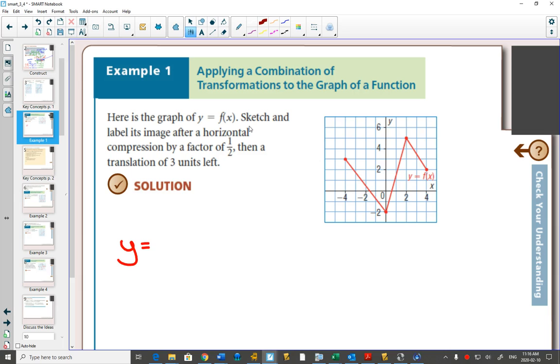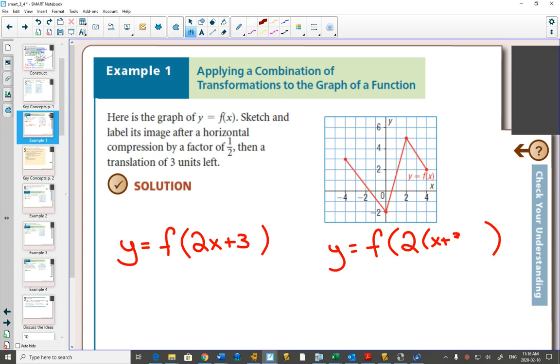So here are 2 ways. First of all, both of them are inside the function, right? So we're going to have stuff inside the function. A compression by a factor of 1/2 would mean you would have a 2 inside the function. And then a translation of 3 to the left, you would have a plus 3. So the question is, should I write it as 2x plus 3 like this, or should I write it as 2 and put the x plus 3 in a separate set of brackets?